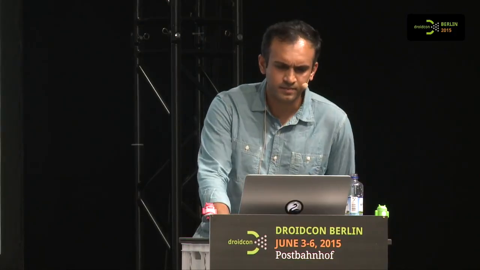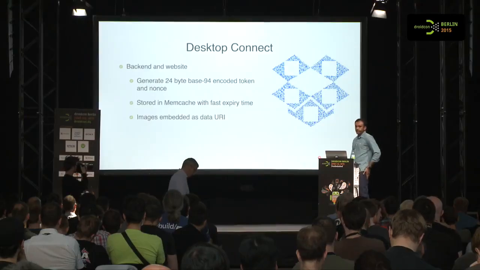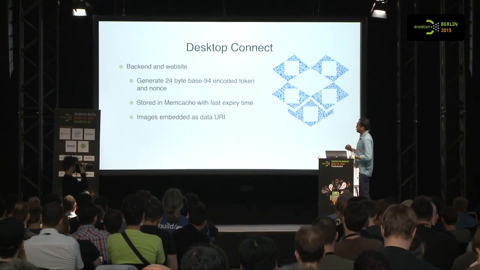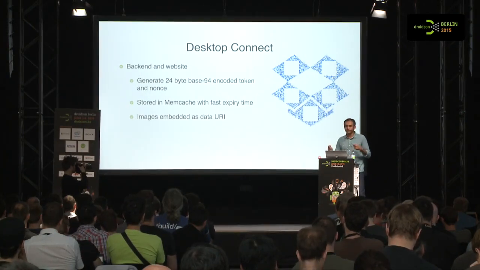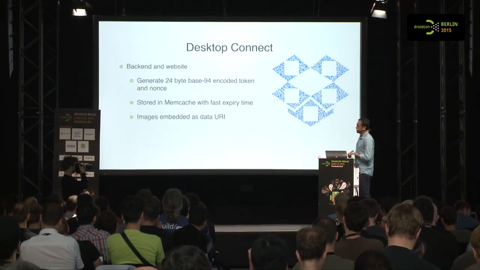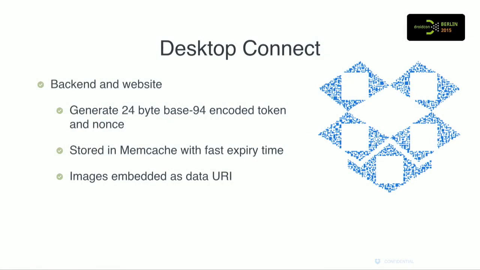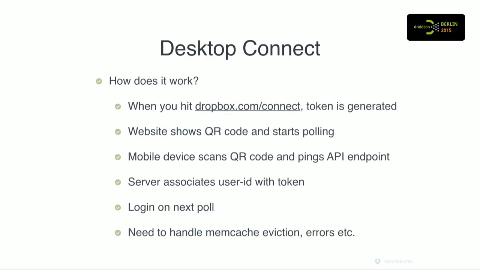And so how does this work? Well, on the back end, we generate a 24-byte token and nonce, and we store it in Memcache with a very, very fast expiration time. And then we generate a QR code for that token and nonce with a URI associated with it, and we actually embed it in this image. And when you go to dropbox.com/connect, that token is generated, and the website shows you the QR code.